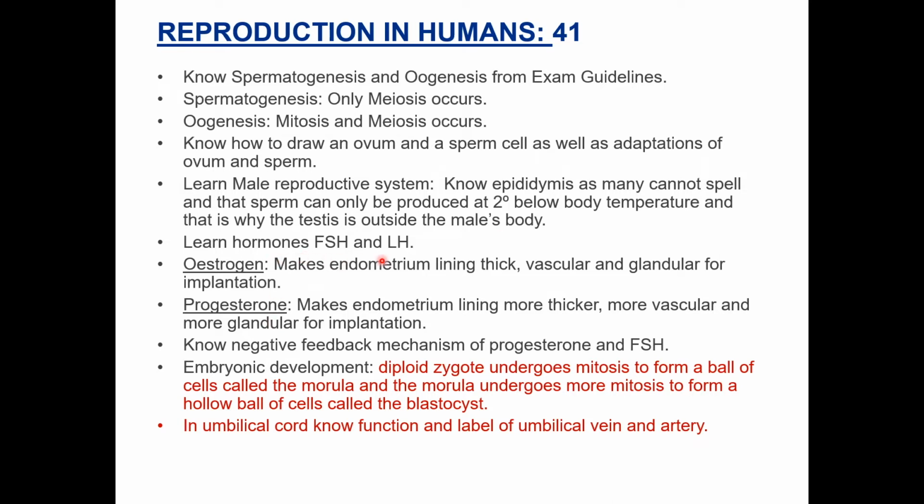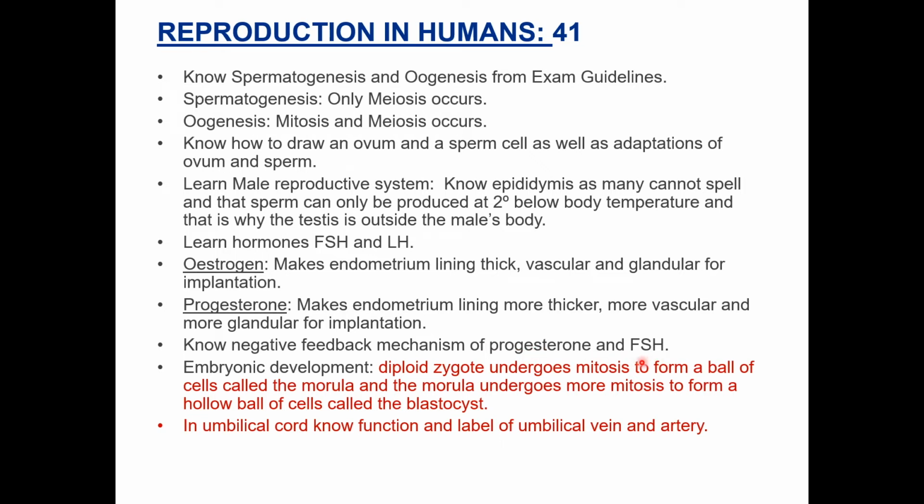Learn the hormones FSH and luteinizing hormone. FSH is follicle stimulating hormone. Estrogen. Know that estrogen makes the endometrium lining thick, vascular, glandular. Why? For implantation. Progesterone makes the endometrium lining even thicker, more vascular, more glandular for implantation. And then, very important, this negative feedback mechanism for progesterone and FSH you must know. The negative feedback mechanism where the high amounts of progesterone inhibit FSH.